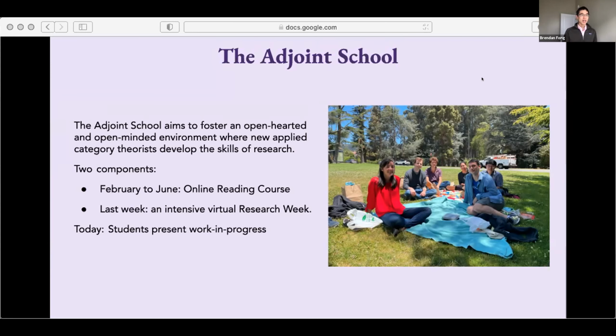This year, at least one group, the photo here is from here in Berkeley, where one group managed to meet partly in person and had a lovely time having lunch on a picnic.